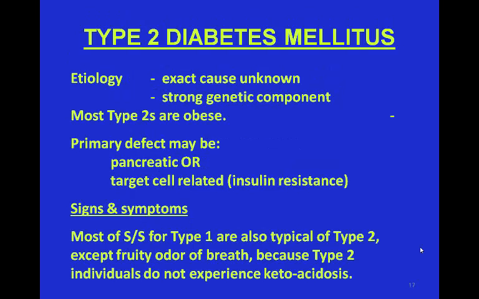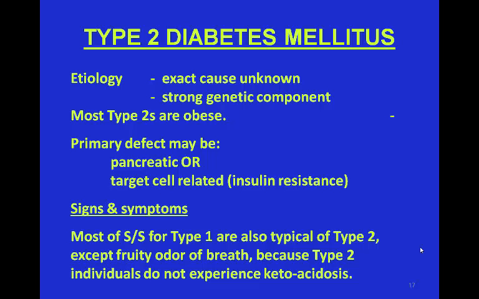In type 2 diabetes, the exact cause is not known. There's known to be a strong genetic component, which means that the tendency to develop type 2 diabetes is inherited. Incidentally, the tendency to develop type 1 also has a strong genetic component, but not nearly as significantly as type 2 does.